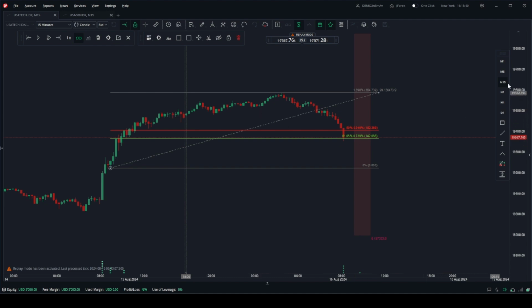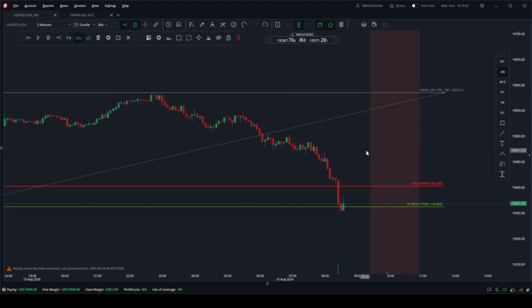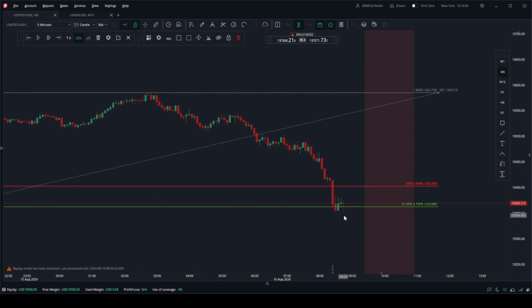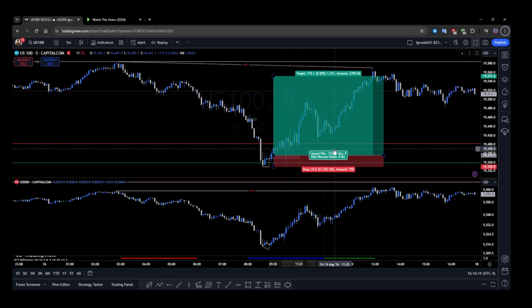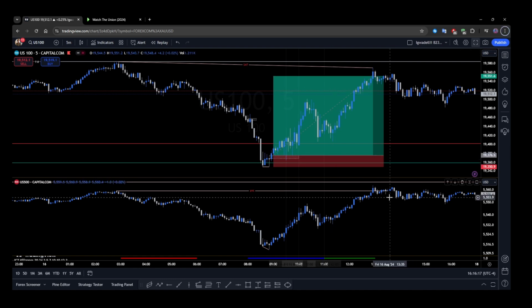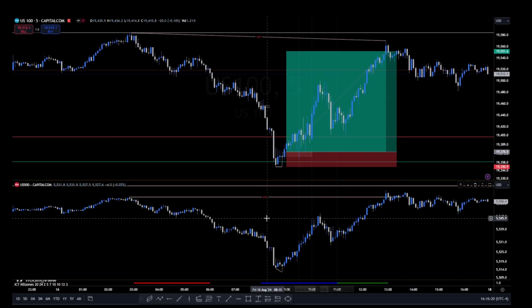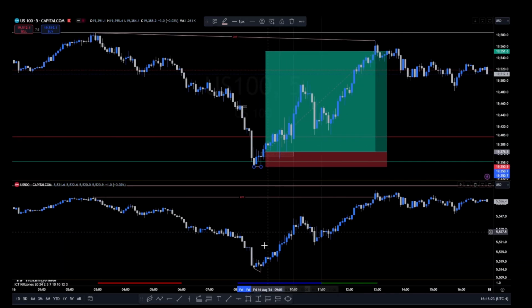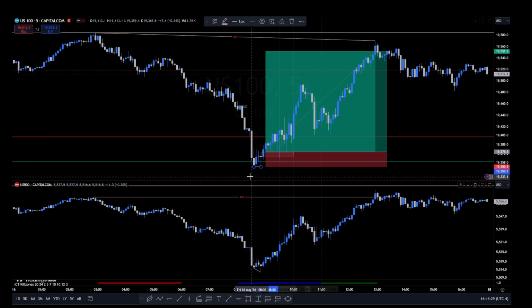So I went to 5 minutes, so I could play and see how the price is reacting on my levels. At this stage, it was already making the SMT, as I showed it right here on TradingView. You see how it made this SMT right here. You see this SMT and this one. For the US 500 it already cleared the low, but for the US 100 it didn't clear the low.